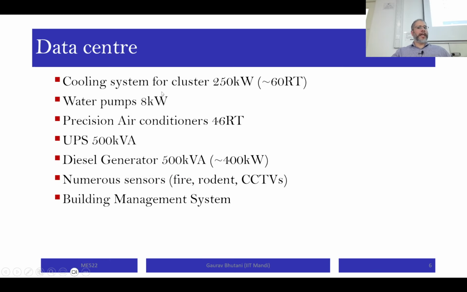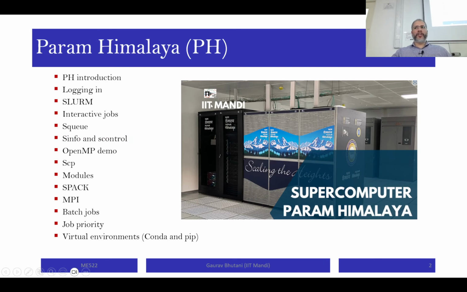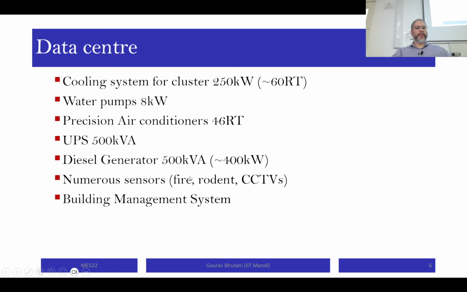But that's not it. It has 8 kilowatts of pump. It has precision air conditioners. So what I talked about was only for the compute nodes. On the left hand side on this black rack, you have the master nodes, login nodes and service nodes. So they are not cooled by this ATOS cooling racks. So they require room cooling. So for them we have 46 ton big AC, so that's a huge AC as compared to 1.5 tons that you typically see. It has a 400 kilowatt or 500 kVA UPS.